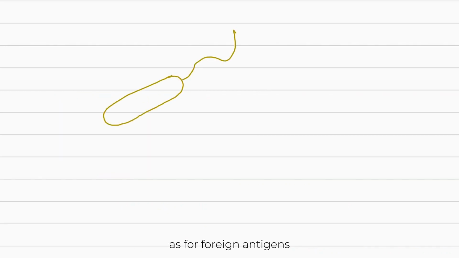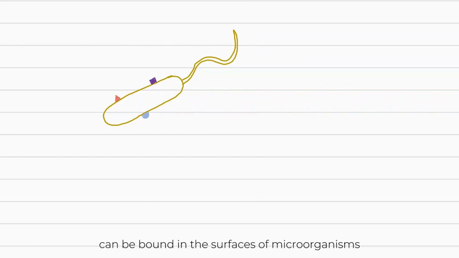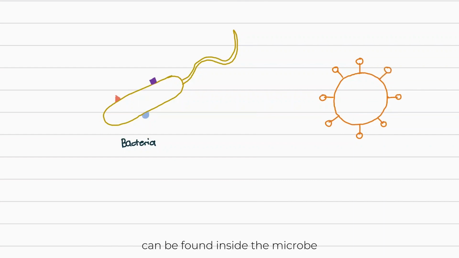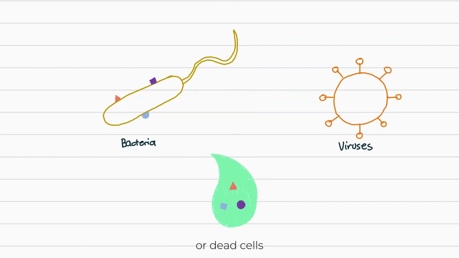As for foreign antigens, like what we discussed a while back, they can be bound in the surfaces of microorganisms, can be found inside the microbe, or can also be soluble as found on their toxins or dead cells.